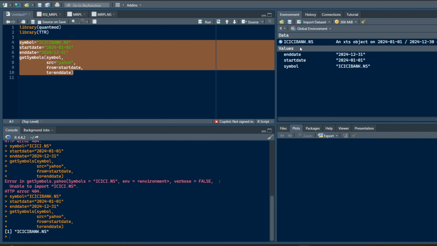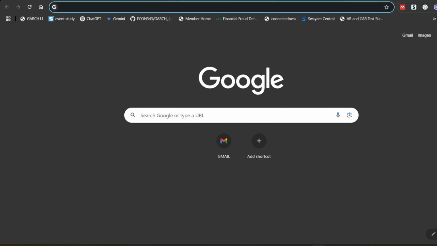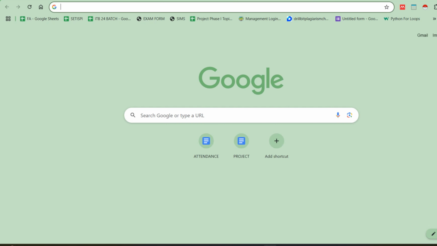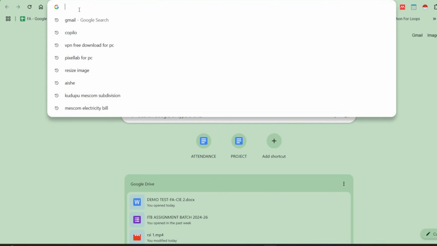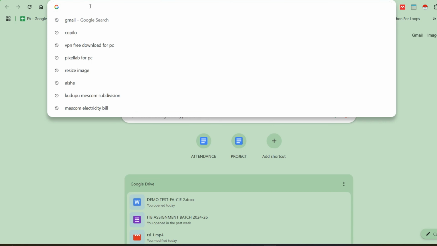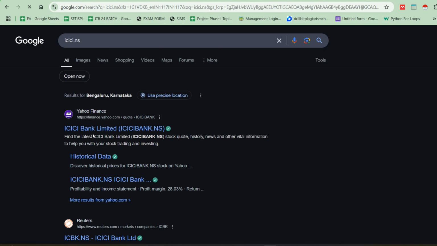Yes. So this ticker you can get from your Google search. Whatever Yahoo Finance options are showing, that will be our ticker. Whatever is mentioned here in Yahoo Finance, since our source is Yahoo Finance, whatever ticker or symbol they have mentioned, that we have to incorporate in our code.